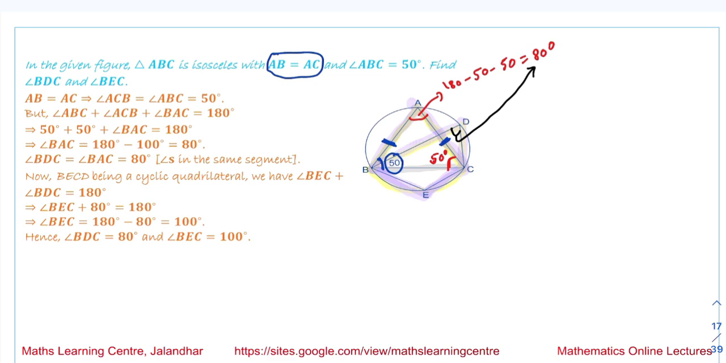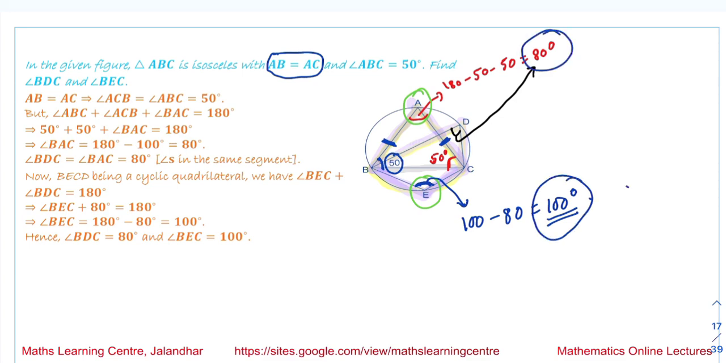So the sum of the angles, this angle at A and angle at E, the sum of both these angles will be 180 degrees. So the measure of this angle will be 180 minus 80, that is equal to 100 degrees. So these are the two angles that we have to calculate. This is 80 degrees and this is 100 degrees.